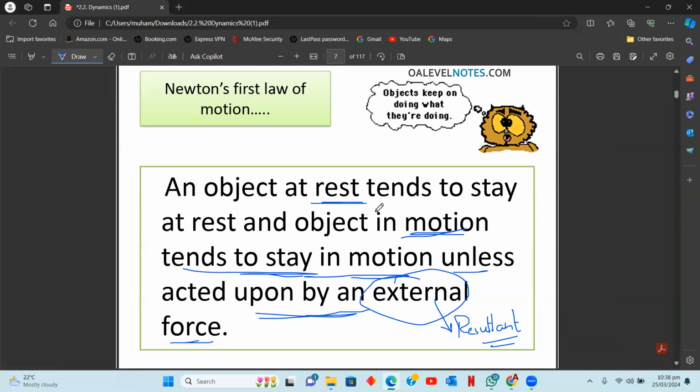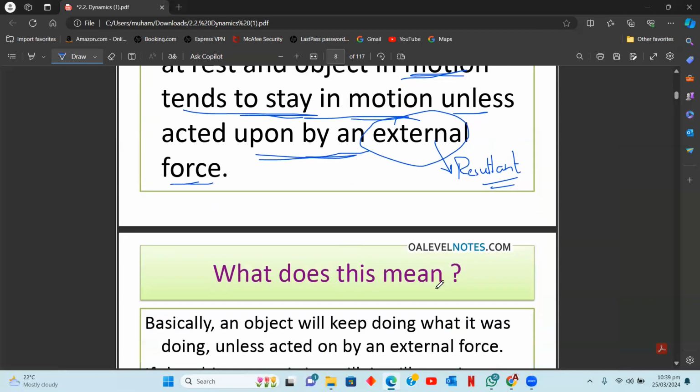This is what it would mean, right? If the object is moving, it might stop. If the object is stopped, it might start moving because of that resultant force, because of that external force. If there is no external force, no resultant force, a moving object would continue moving. An object at rest would continue at rest. The object's motion will not change. This is what this law states.